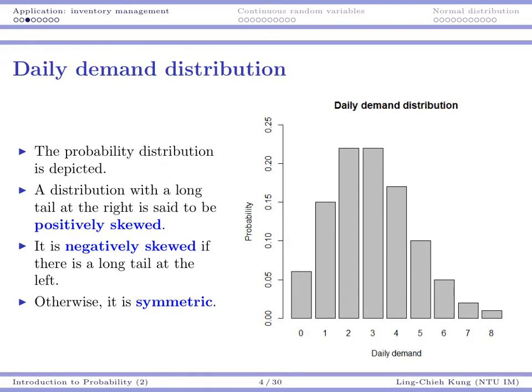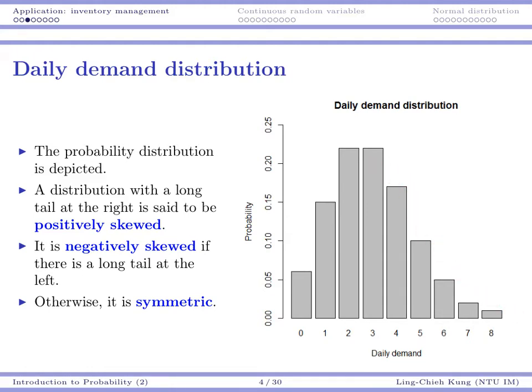Here, I would take this chance to introduce some terminologies to you. A distribution, okay, this is a distribution. A distribution may be positively skewed if there is a long tail at the right, okay? Just like this example. We probably can say that there is a long tail at the right, okay?